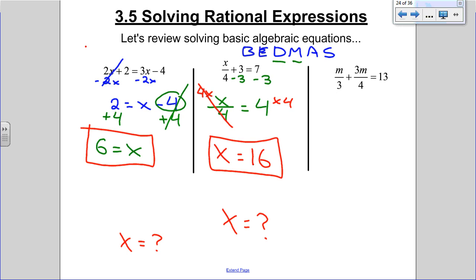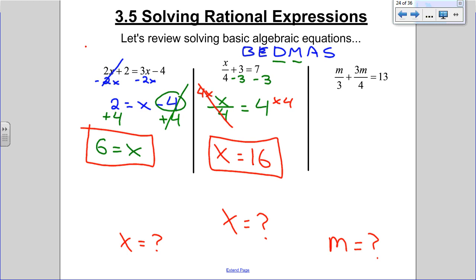Alright, last one. I have two fractions equal in number. There's an equal sign. That means my answer should end up as m equals some number. In this case, it's an m instead of an x. Same thing.